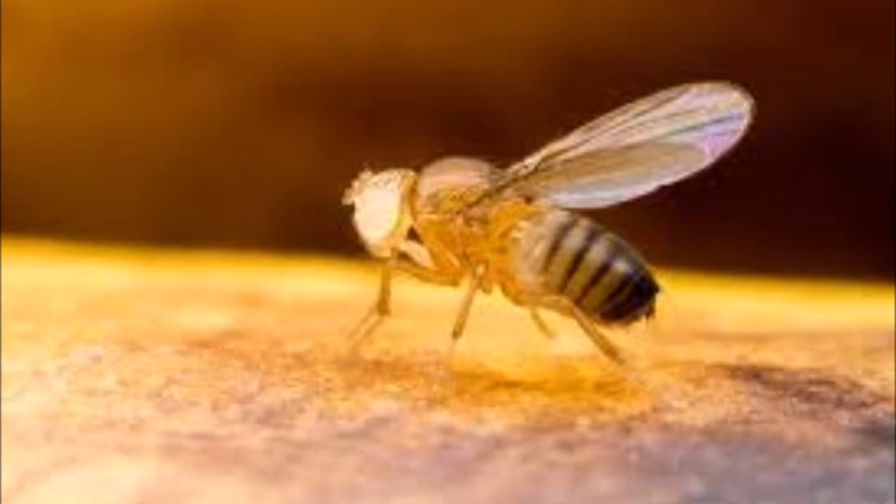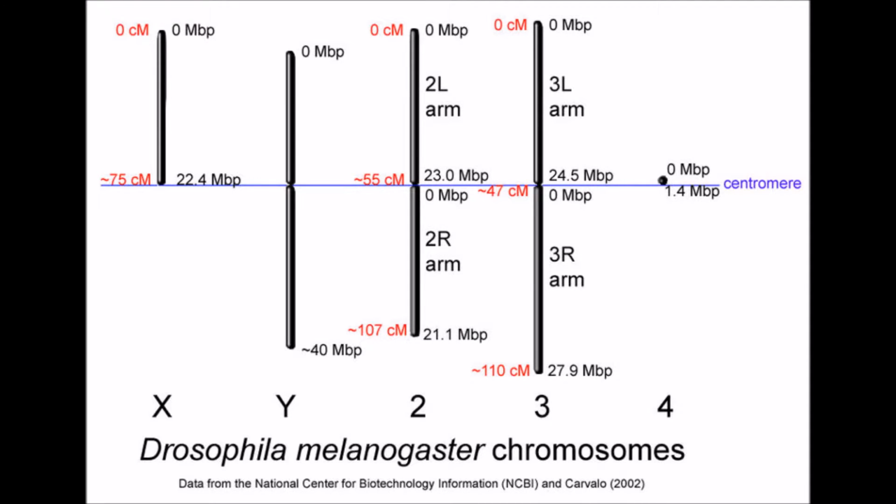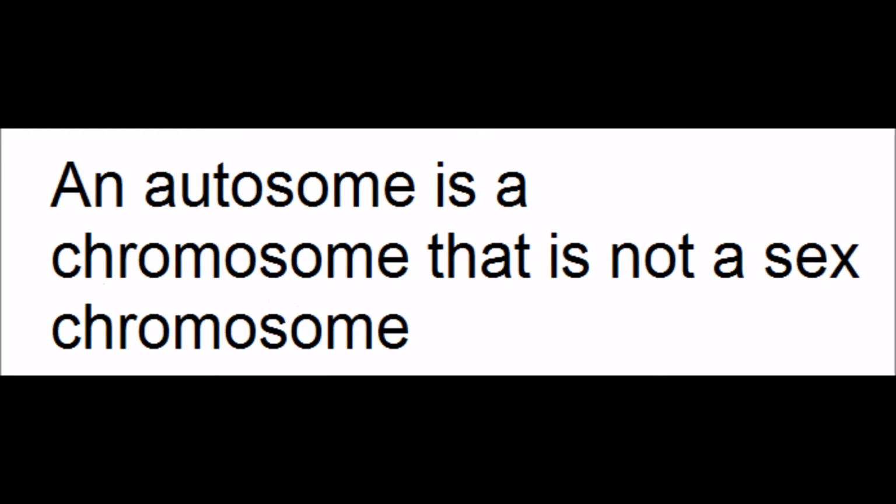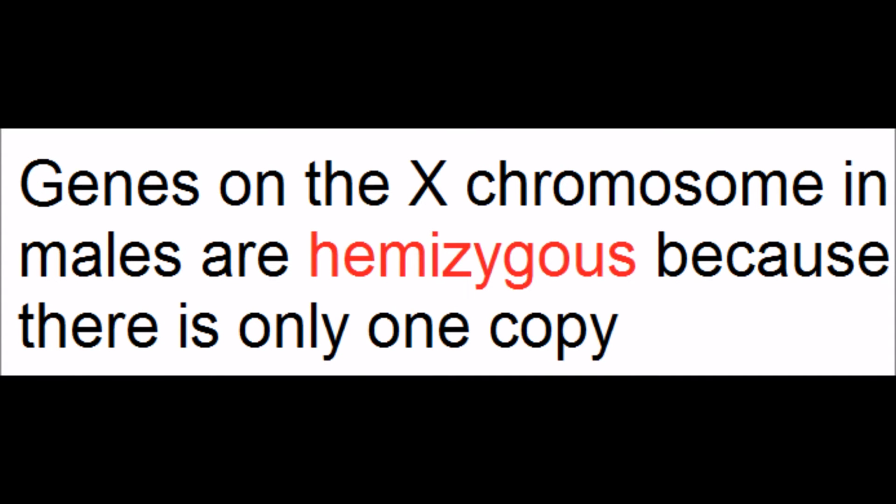Fruit flies normally contain 4 pairs of chromosomes, including 1 pair of sex chromosomes and 3 pairs of autosomes. In fruit flies, sex is determined by the ratio of the number of X chromosomes to the number of sets of autosomes, unlike in humans where sex is determined by the presence or absence of a Y chromosome. Normally male fruit flies have 1 X chromosome and females have 2. Because males only have 1 copy of the genes on the X chromosome, those genes are said to be hemizygous.